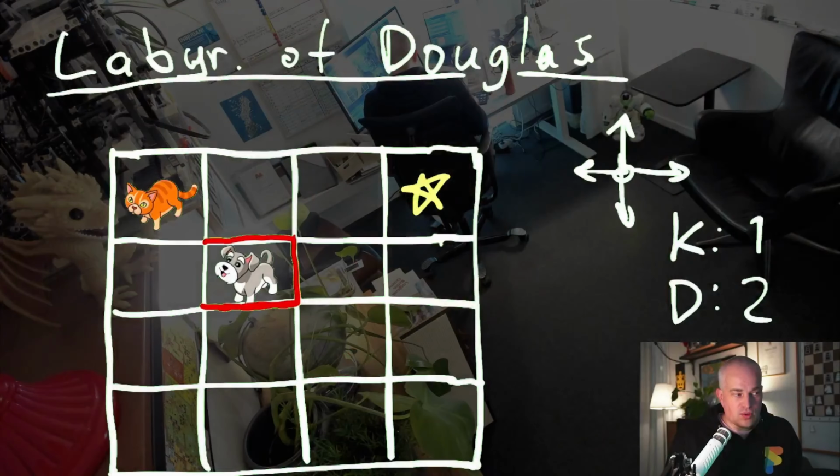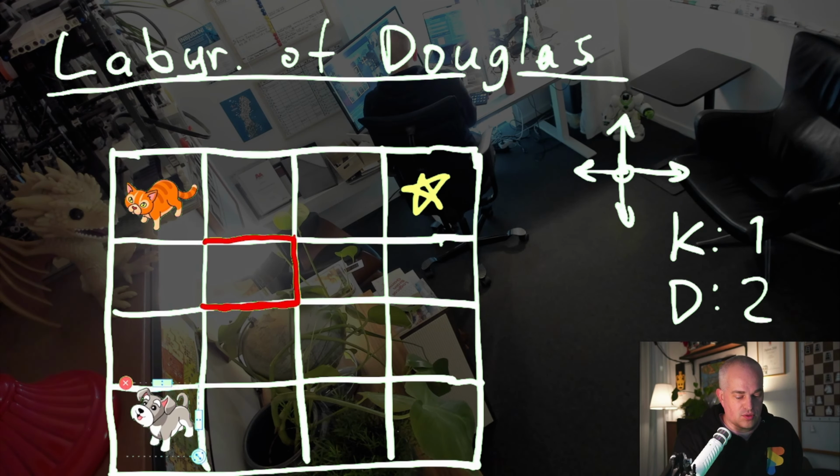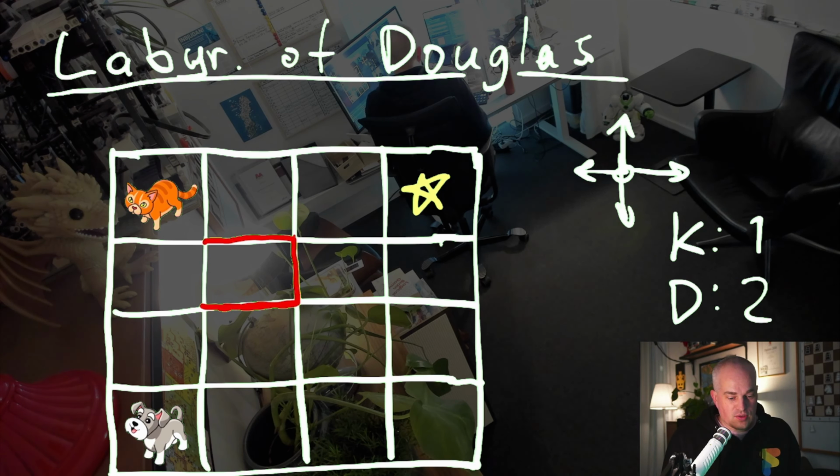There's a previous video where I explained the problem, so I'm not going to go through that again. Please check that video, which is in close relation to this one. But this is the problem we have: Katniss is trying to get to the star, and Douglas is trying to capture the cat. So the cat wants to go to the star, and Douglas wants to go to the cat.